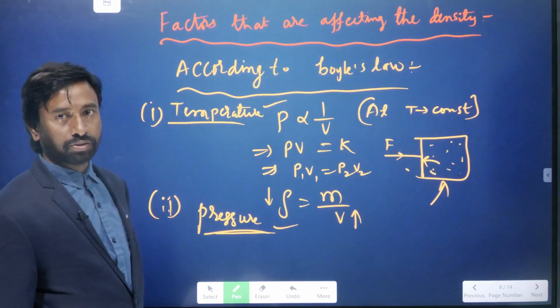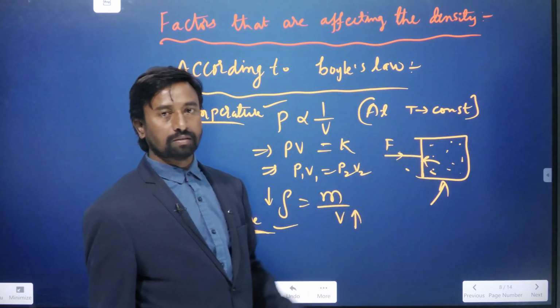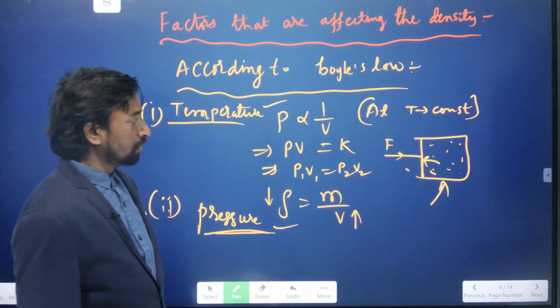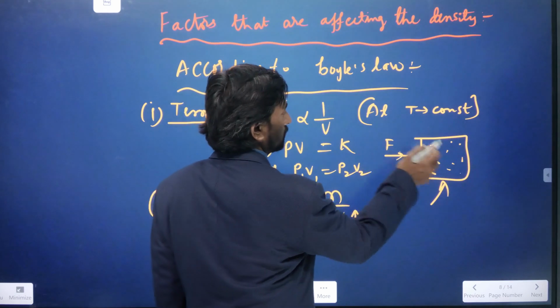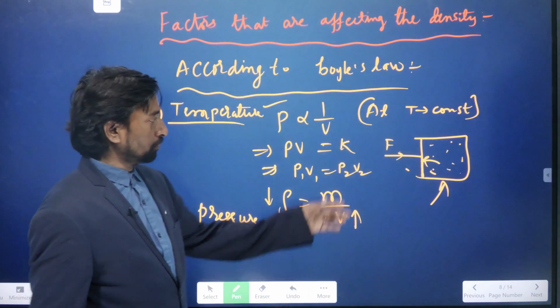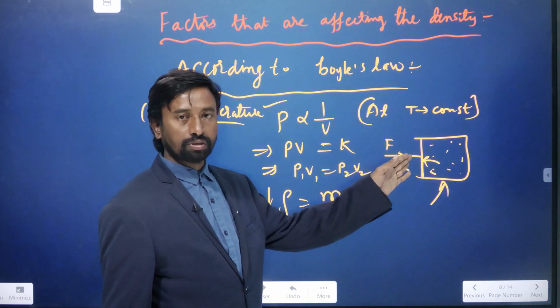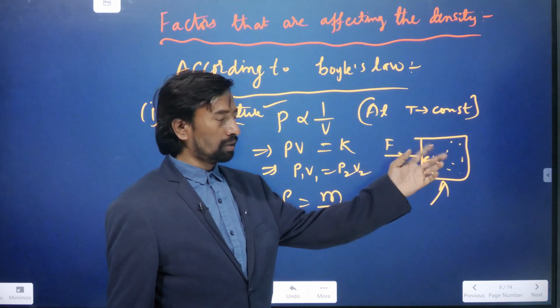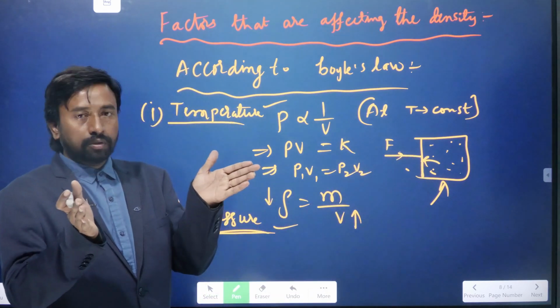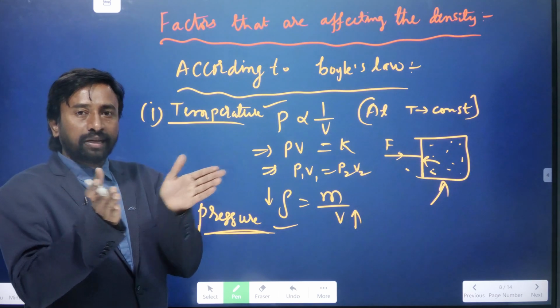So what happens to the pressure? Pressure is acting on the gas. How can the pressure act there? We have to apply a force on the piston. If you apply the force on the piston, then that piston will apply pressure on the fluid there. So the volume of the fluid will decrease.